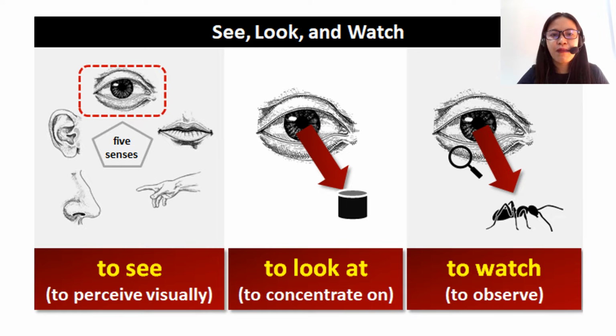Finding the difference by checking all features of the star means you are looking. And if you watch the eyes of the star and observe that the star in row 2, column 3 has eyes looking to the right, it means you are watching. Therefore, everyone, let's see, look, and watch. Welcome to the Sexual Orientation, Gender Expression, and Sex Characteristics lecture.